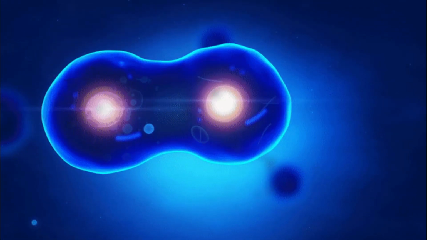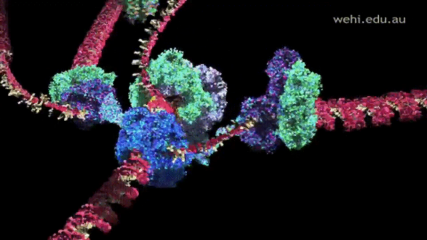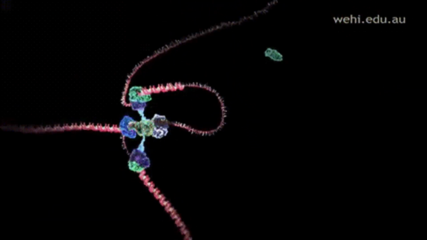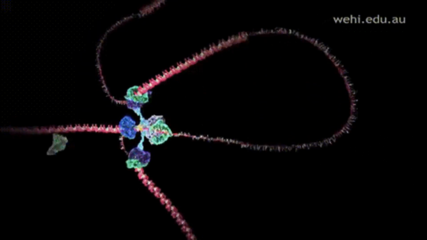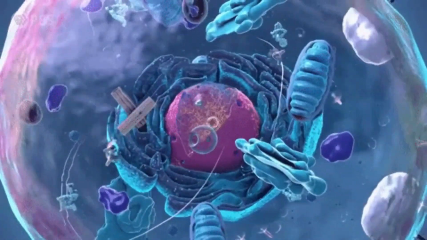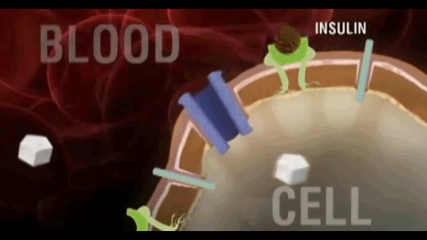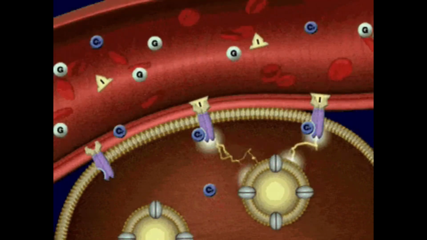A lot has to go right for animal life to come into being, let alone live for any extended period of time. And even if things do go right, a lot can go wrong. Today we'll be looking at type 1 diabetes, specifically how things can go wrong on the cellular level that lead to the development of this condition.